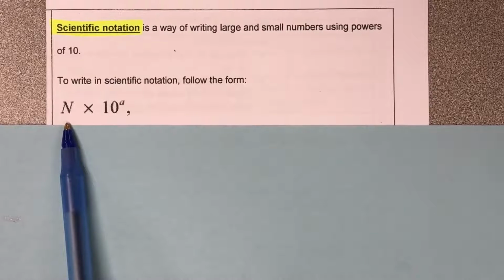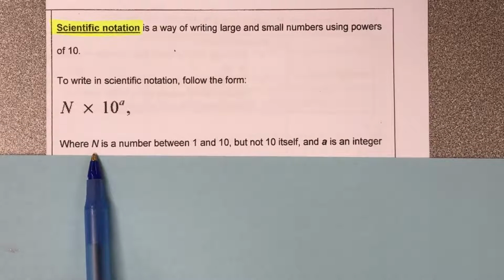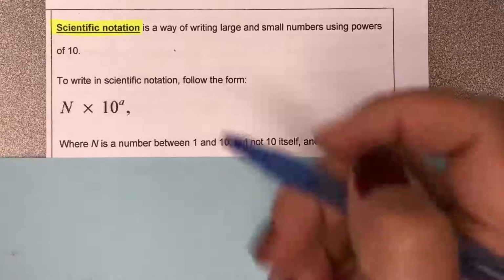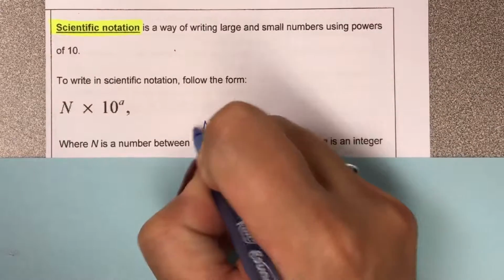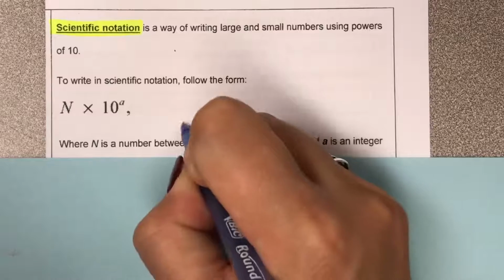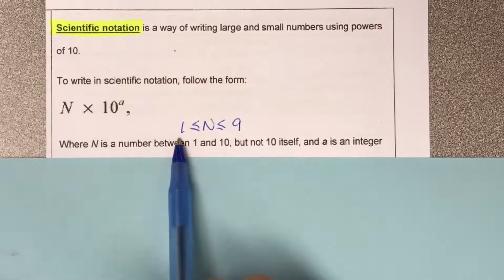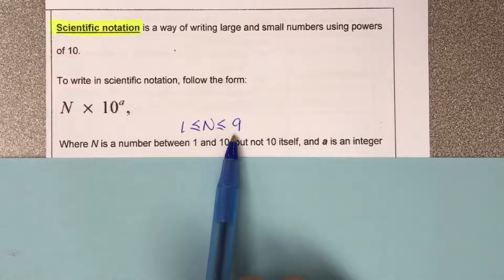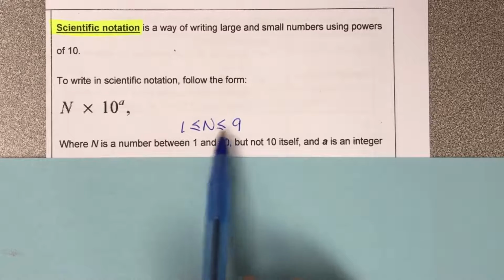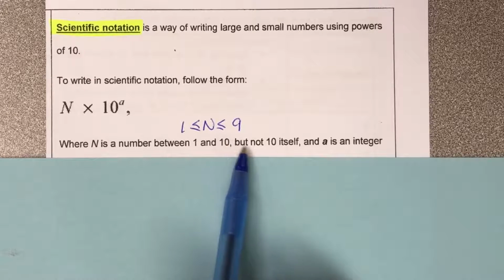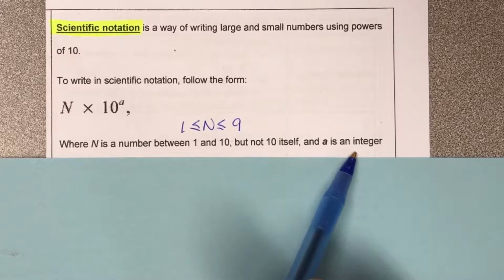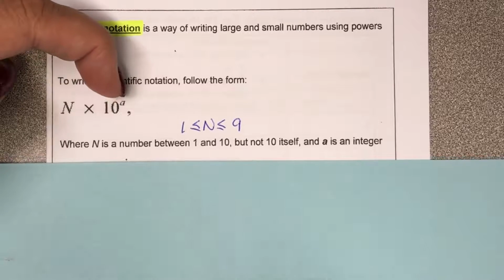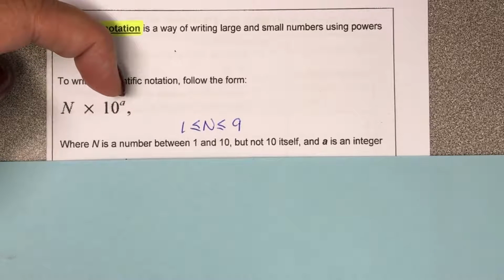The number is a number between 1 and 10, but not 10 itself. Let's say between 1 and 9. So the number is in between 1 and 9. It can equal 1, 2, 3, 4, 5, 6, 7, 8, 9, but not 10. So a number between 1 and 9 included, but not 10. And the exponent is an integer, it can be positive, it can be negative.